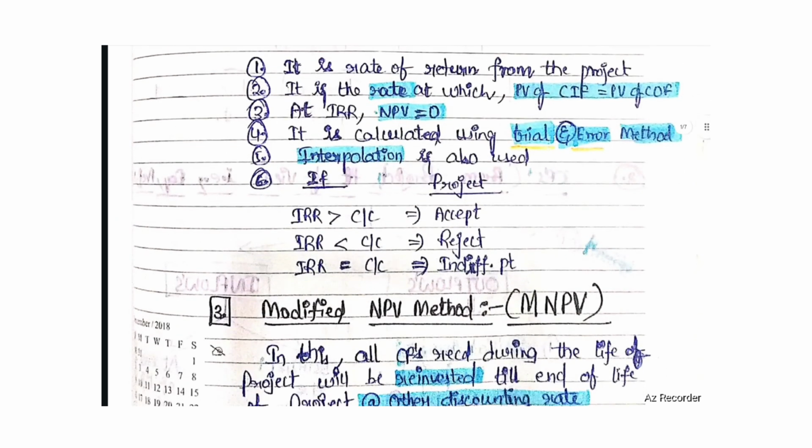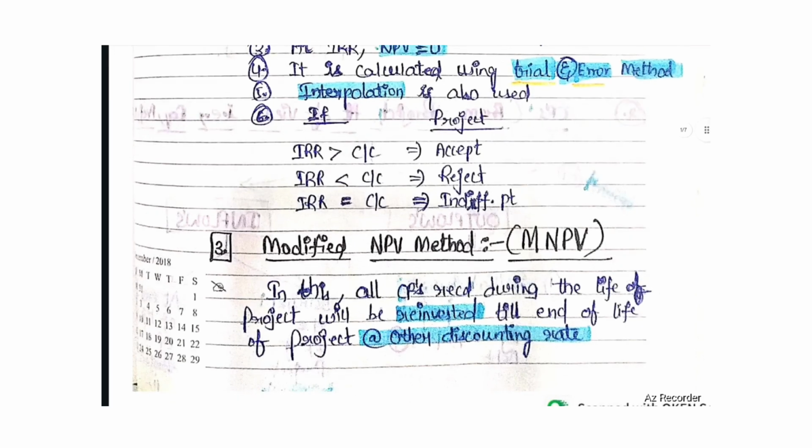If IRR is greater than cost of capital, accept the project. If IRR is less than cost of capital, reject the project. If IRR equals cost of capital, it is an indifference point.